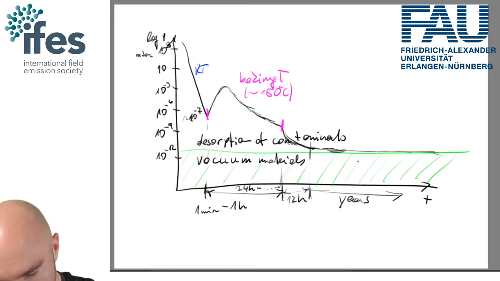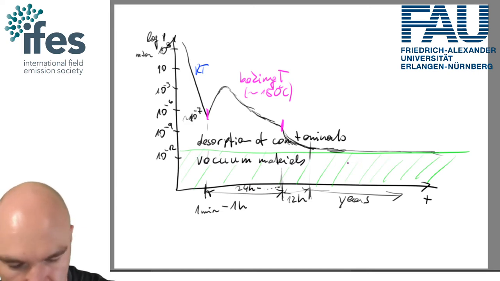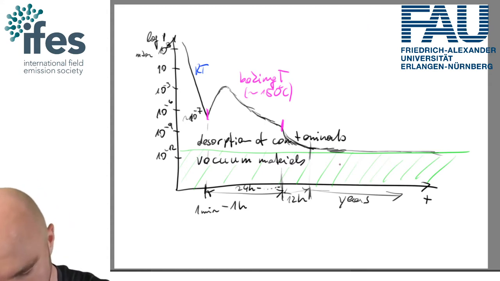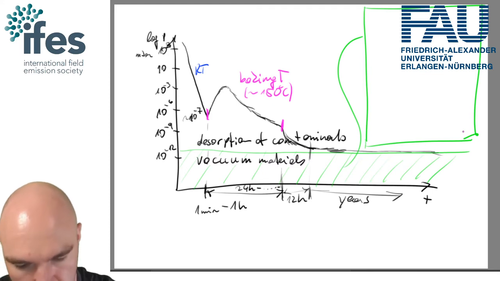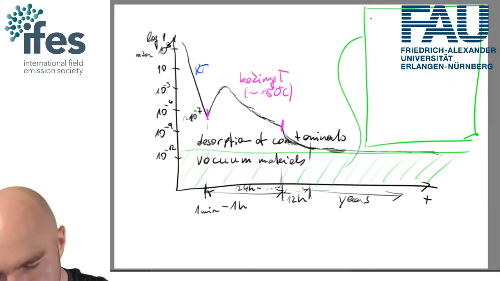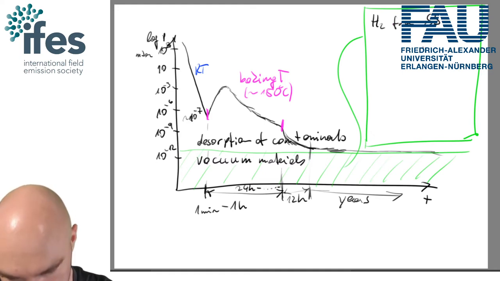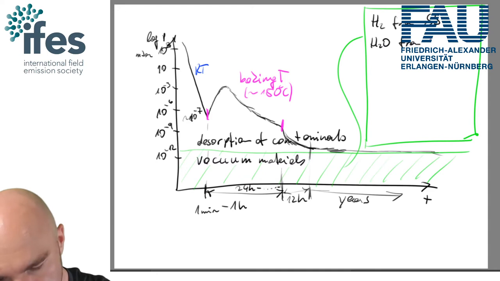And so what we have here is, let's make that green, from the green part here, what do we have? Or what are the most important things for us? So one thing that we have is we'll get hydrogen from the stainless steel. Then we get water vapor from any polymers we use.